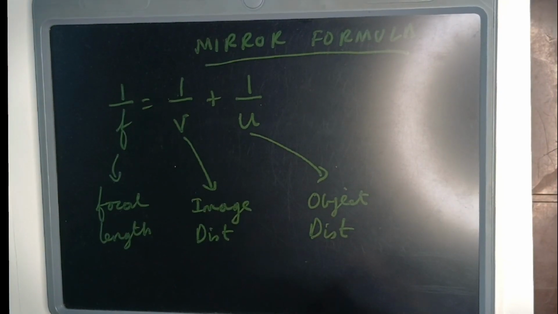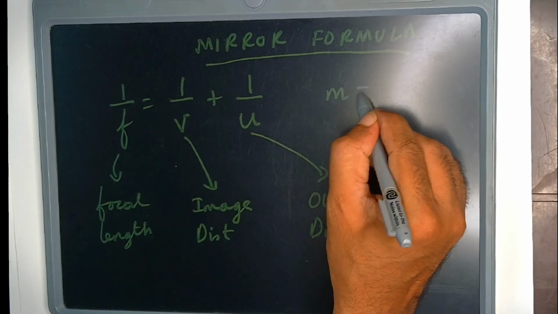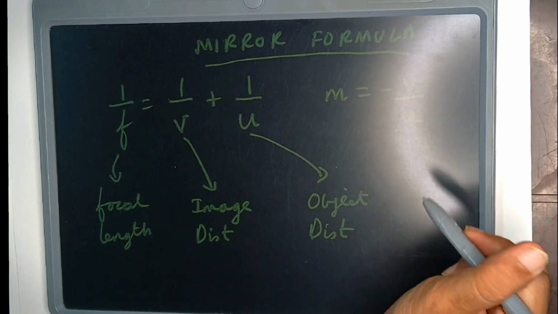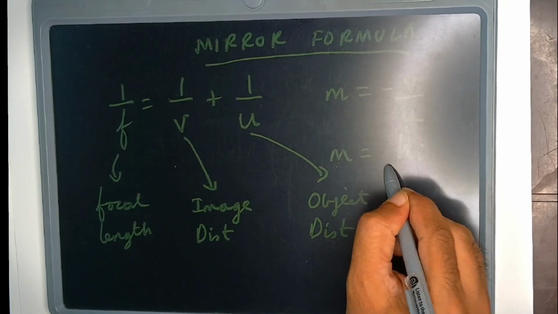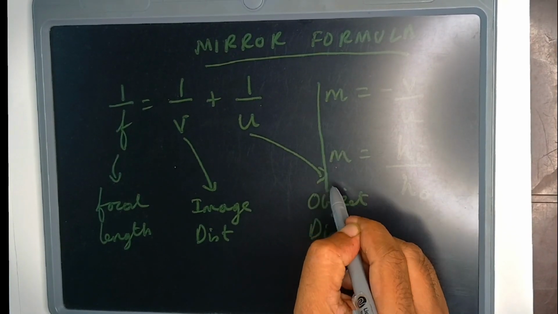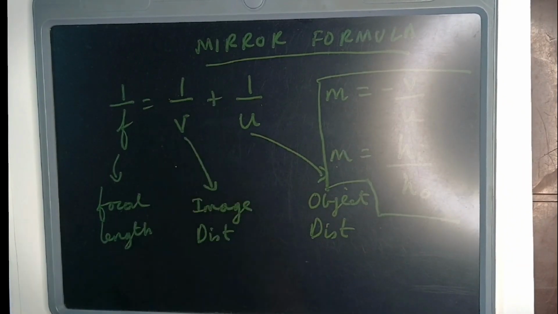Next we are going to take up another video for just formulas and some problem solving as well. We are going to see other formulas like magnification as well. M is given by minus v by u. This is a magnification term. It is also represented by M is equal to height of the image divided by height of the object. These are the two formulas for magnification, and this is the mirror formula.